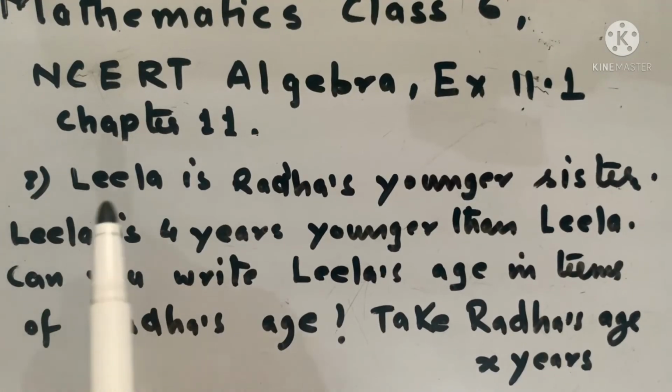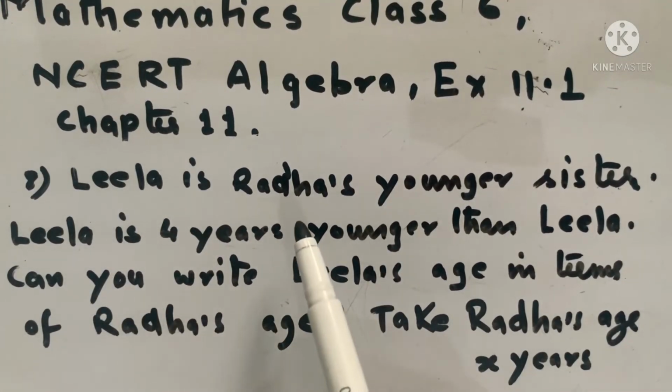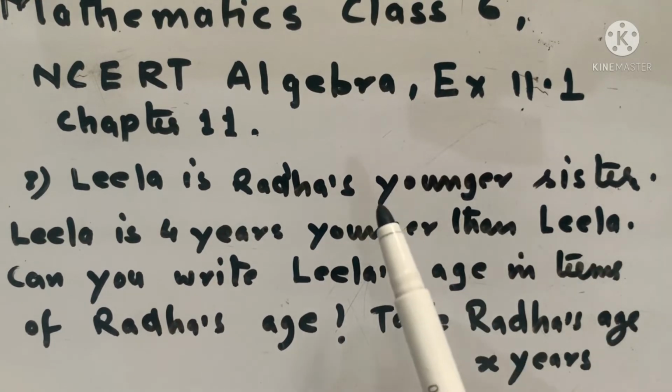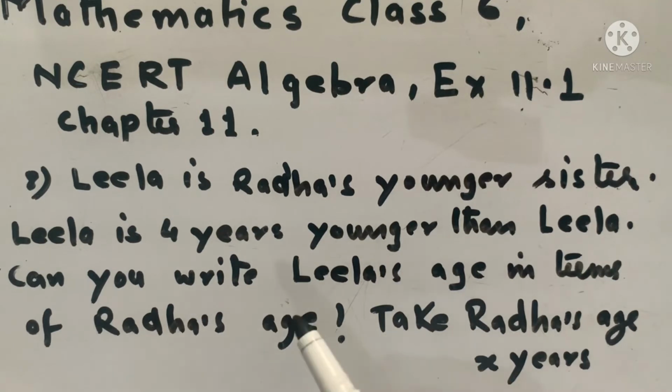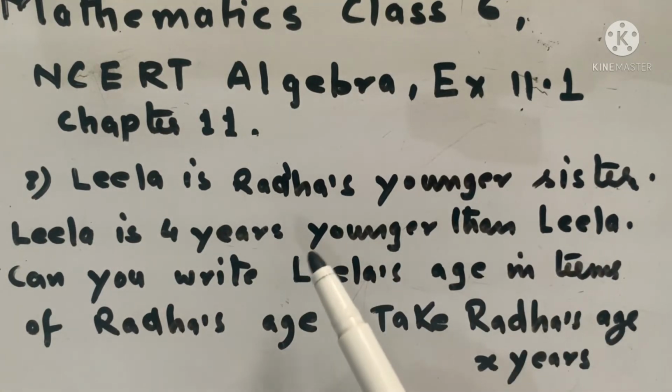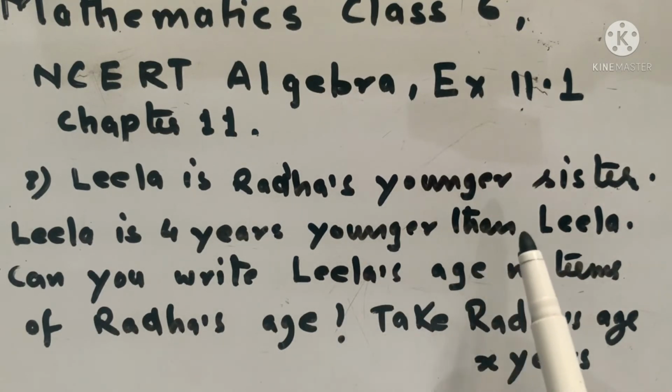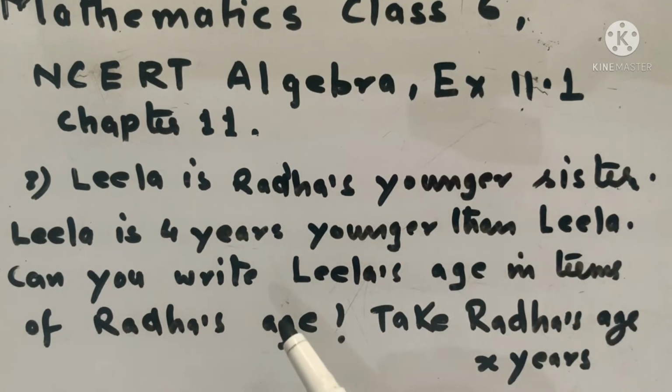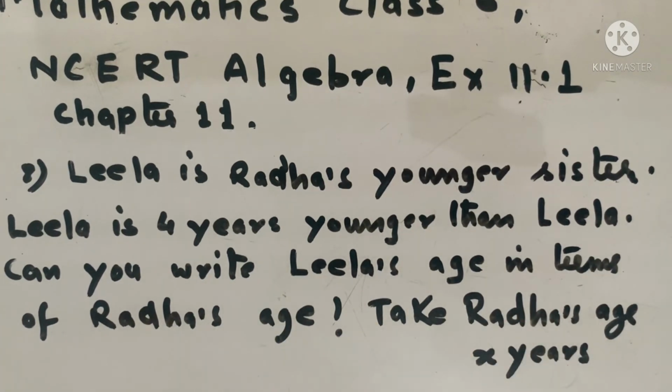Question number 8 is given. Leela is Radha's younger sister. Leela is 4 years younger than Radha. Can you write Leela's age in terms of Radha's age? Take Radha's age as x years.